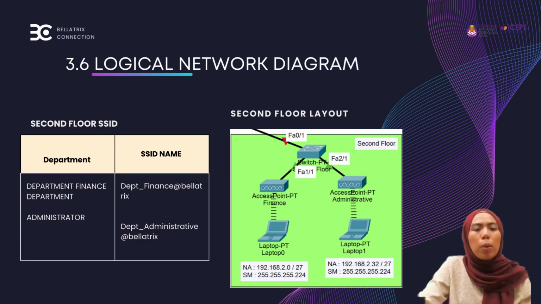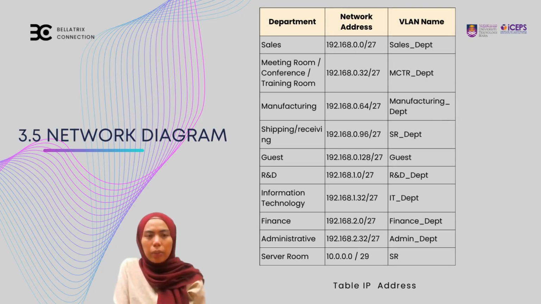This setup ensures comprehensive Wi-Fi coverage and effective network load distribution across the entire floor. It also enhances network performance and security by segmenting the network into four different VLANs. Next is the network diagram. This table shows the network setup for the different departments in our organization. Each department has a unique network address and VLAN name.